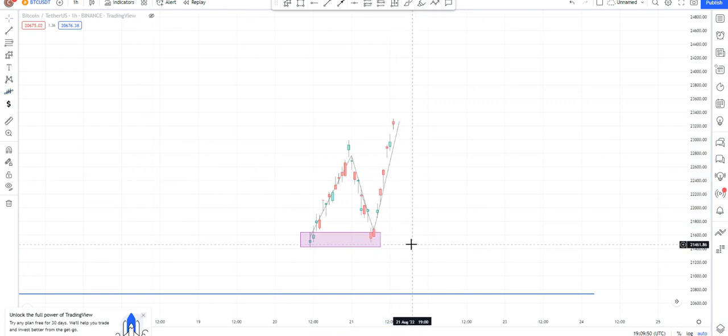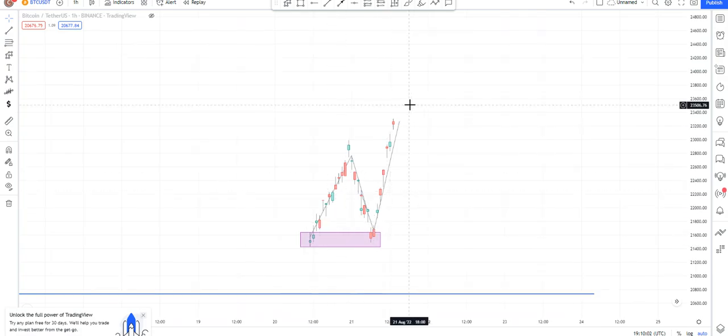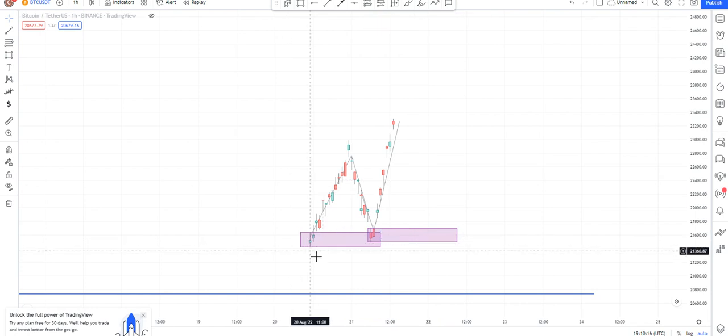So instead of respecting this one, price is going to respect the other block that mitigates the initial one. Since the range has changed from this range to this new range, the new range is now where the new order block will be taken from. So this one will be the new order block, and that is what we call a propulsion block. It's not always the initial block that will be respected. The next time, we're going to respect the propulsion block.